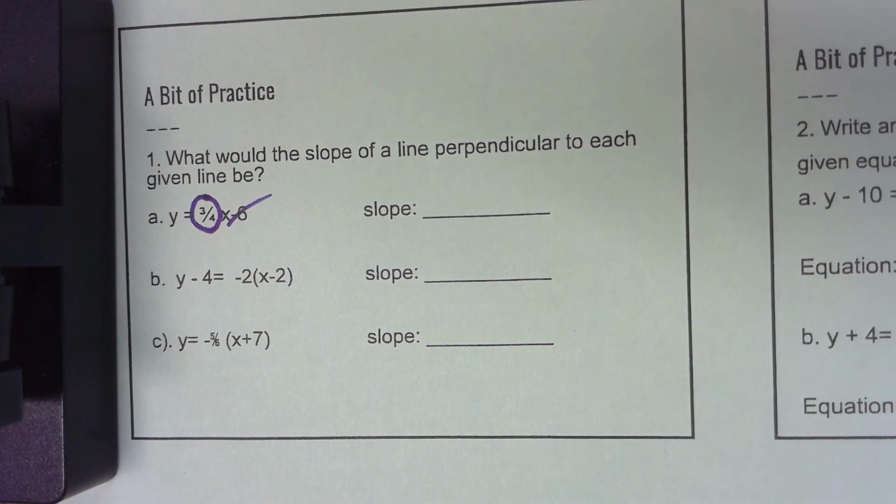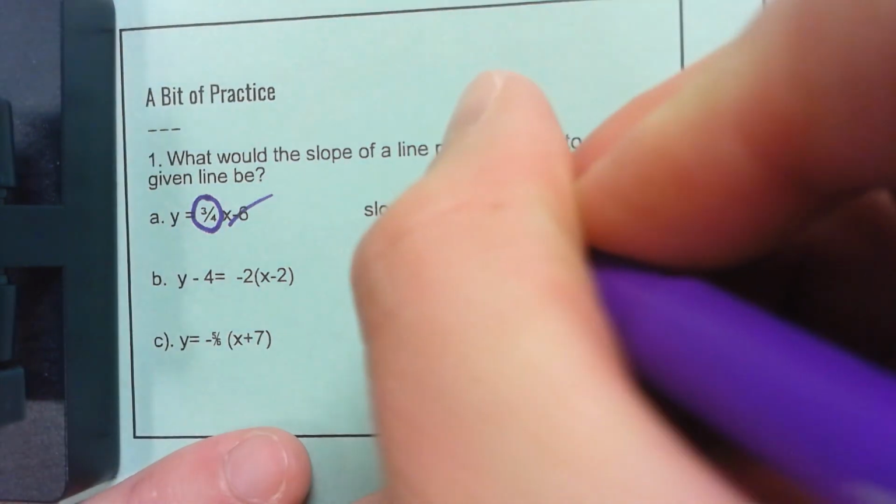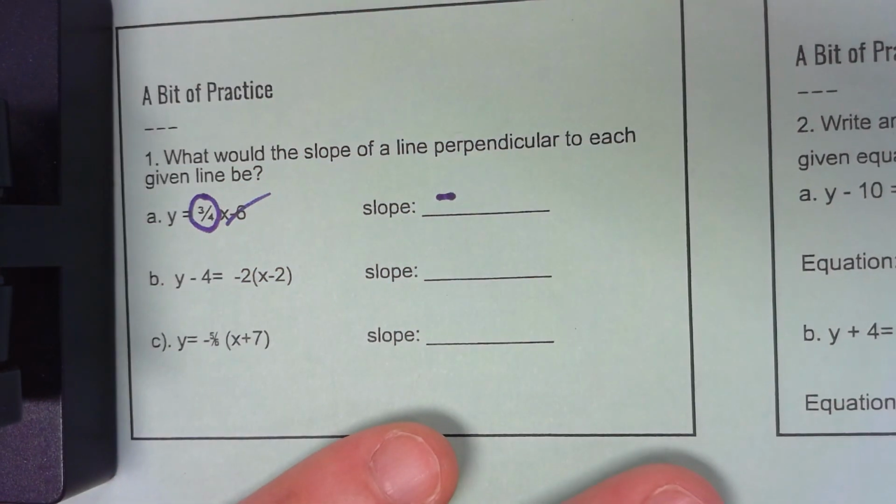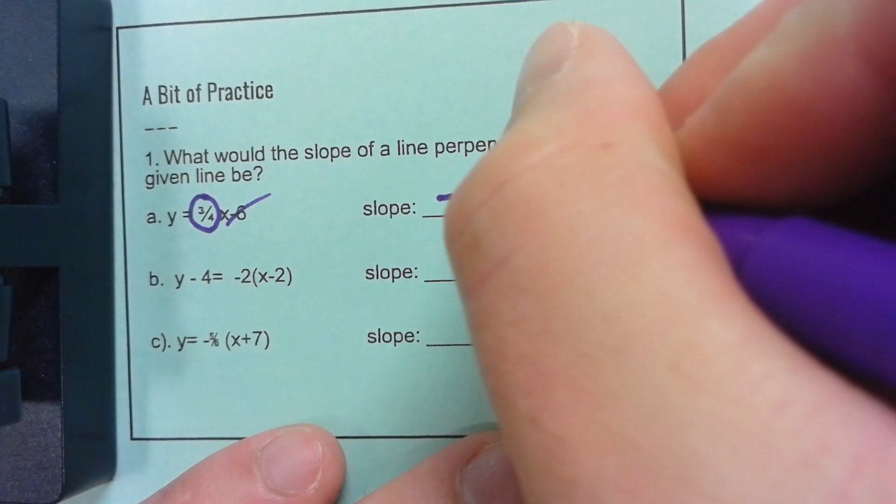Okay, so the original slope is 3/4. The opposite reciprocal, well, opposite makes it negative. And if I flip 3/4, that turns it into 4/3.